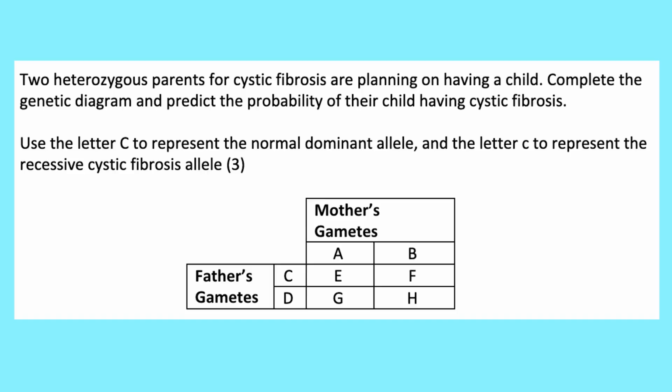Two heterozygous parents for cystic fibrosis are planning on having a child. Complete the genetic diagram and predict the probability of their child having cystic fibrosis. Use the letter C to represent the normal dominant allele, and use the letter little c to represent the recessive cystic fibrosis allele for 3 marks.